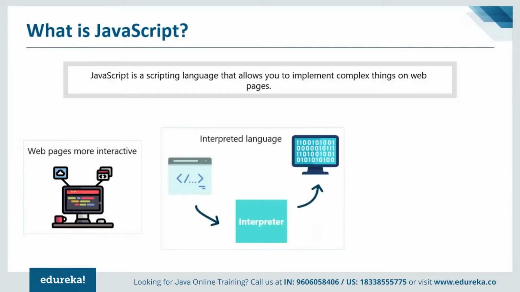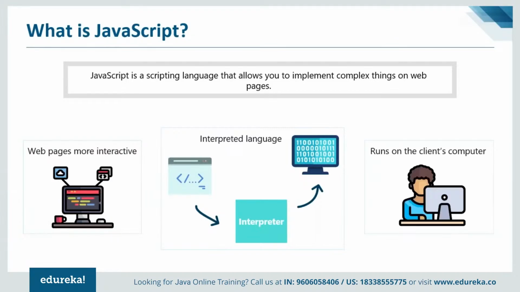Another feature is that it's an interpreted language, which means that it doesn't have to be compiled like languages such as C and Java. This makes it a lot easier for us because we can just run our code and we don't have to run it through a compiler. Now, another important feature of JavaScript is that it is mainly a client-side scripting language. Thanks to JavaScript frameworks, you can now run JavaScript even on the server side.